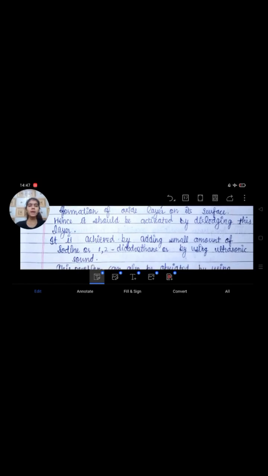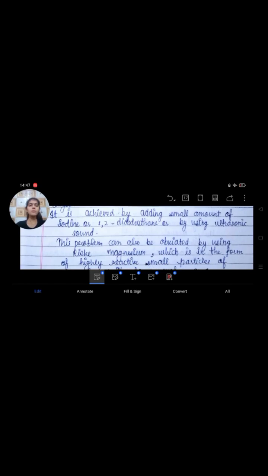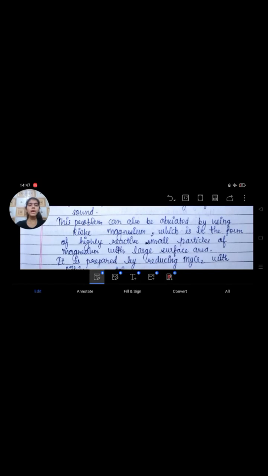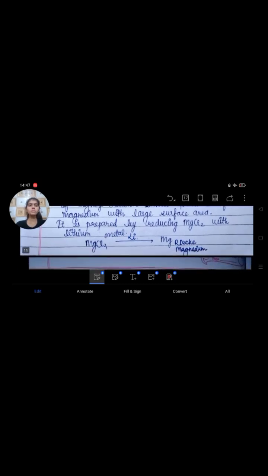It is achieved by adding small amount of iodine or 1,2-diiodoethane or by using ultrasonic sound. This problem can also be obviated by using Rieke magnesium, which is in the form of highly reactive small particles of magnesium with large surface area. Rieke magnesium is prepared by reducing MgCl2 with lithium metal. We can see the reaction. When MgCl2 reacts with lithium metal, we get the Rieke magnesium.